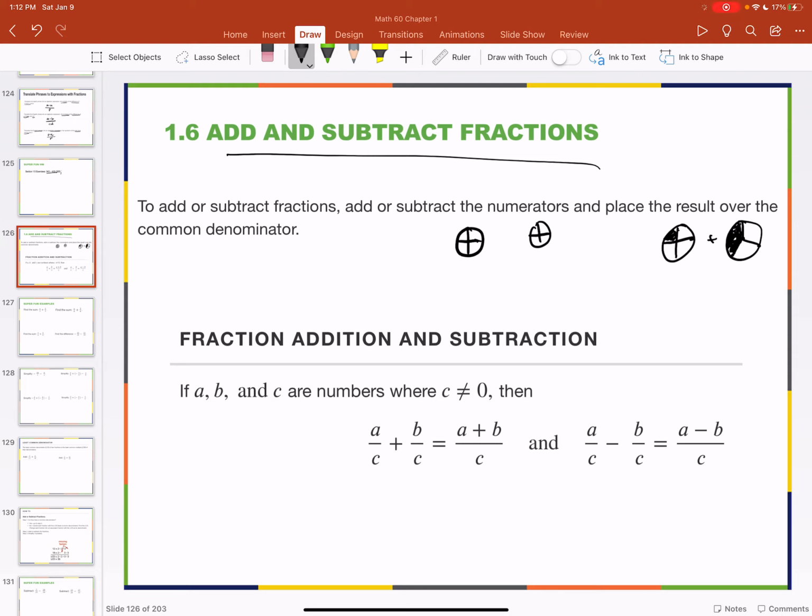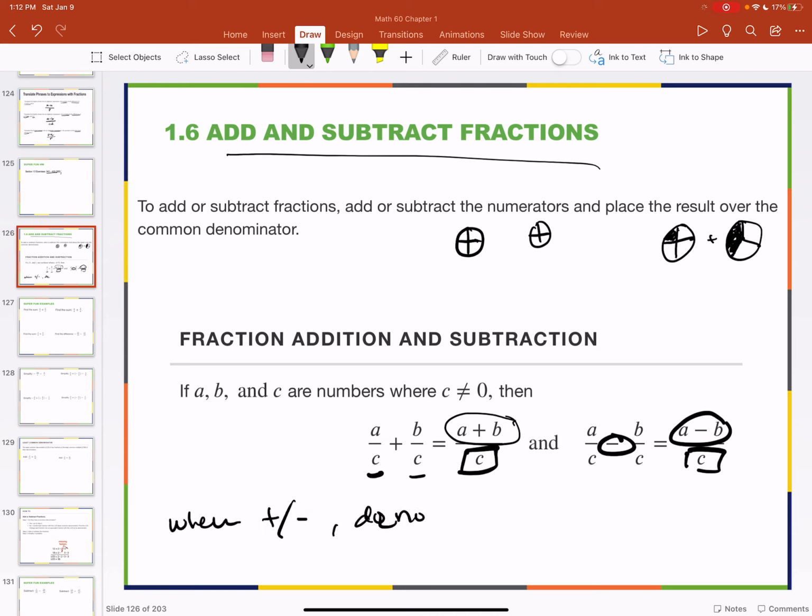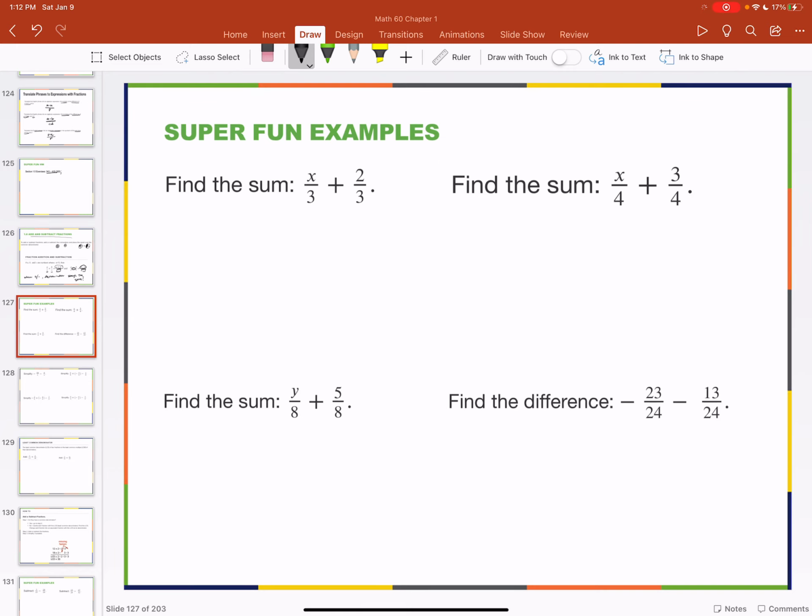So first of all, what's the property? If you have two fractions that have the same denominator, all you do is add across the top, that's the sum, or subtract, and notice that the denominator is the same, okay? So when adding or subtracting, the denominator stays the same. Okay. All right, let's do some super fun examples.